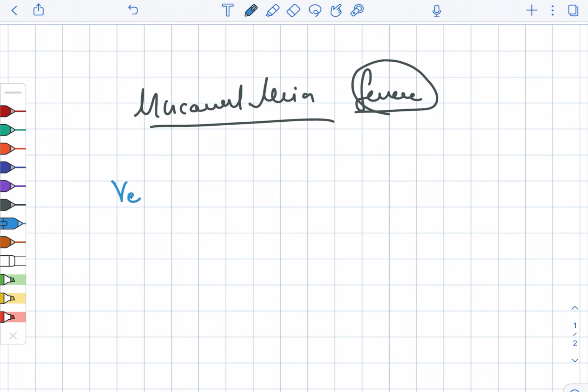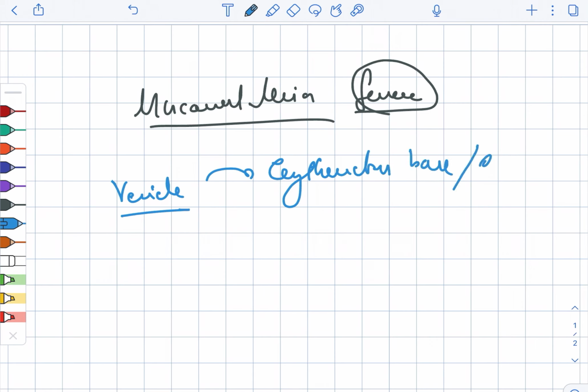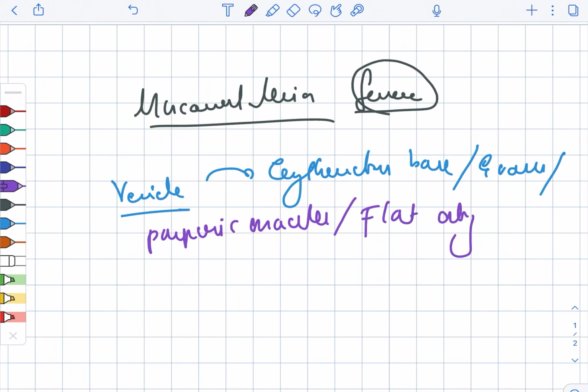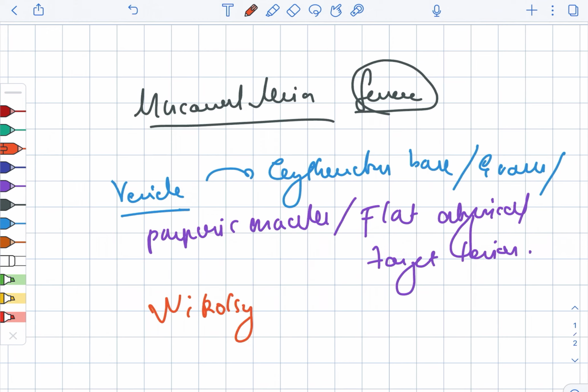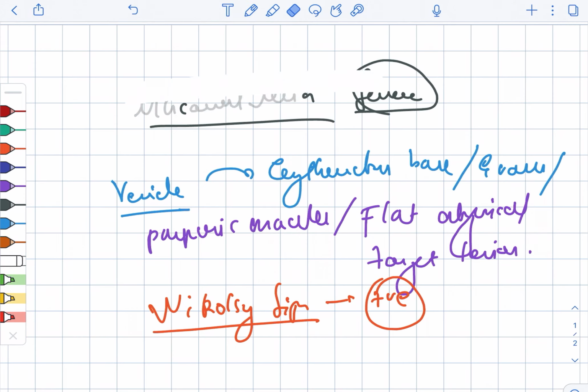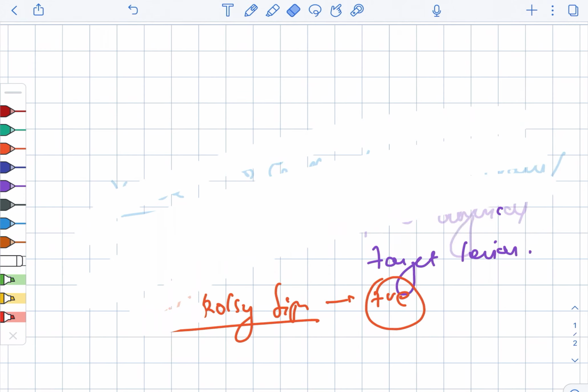And now looking at lesions. There are vesicles on an erythematous base. Next, there are also erosions. There are the purpuric macules. Next, there are also flat atypical target lesions. And then there's something known as Nikolsky sign. So the Nikolsky sign is positive. So Stevens-Johnson has a positive Nikolsky sign.